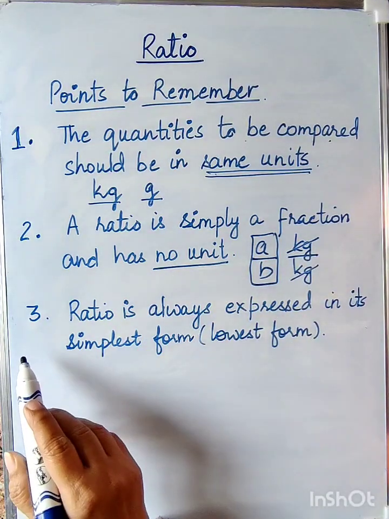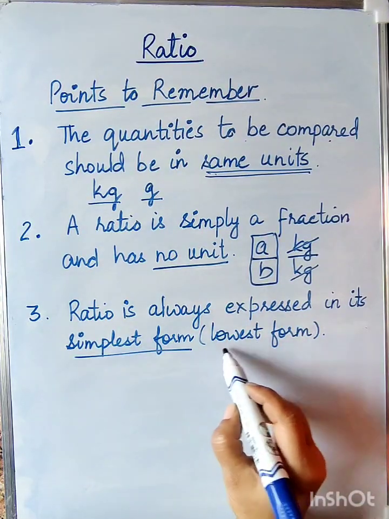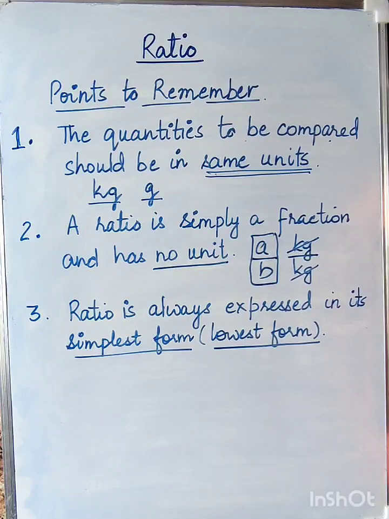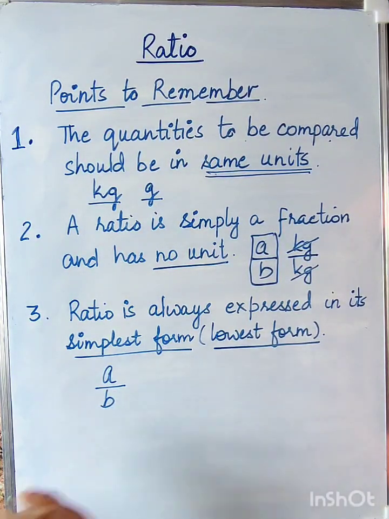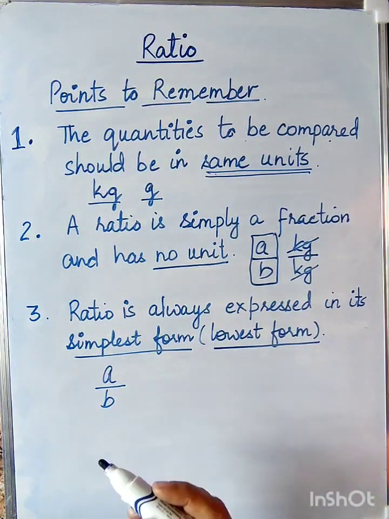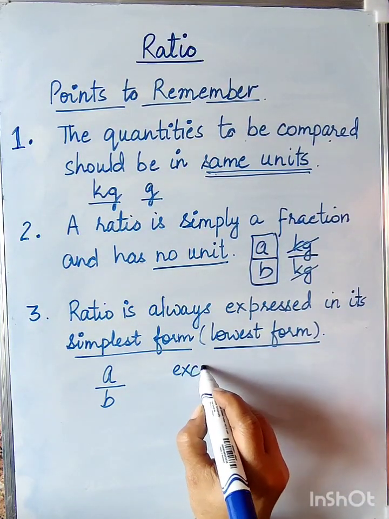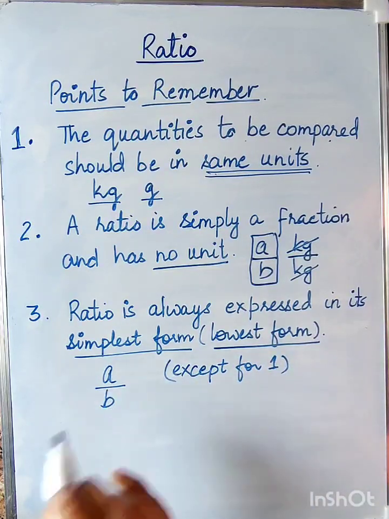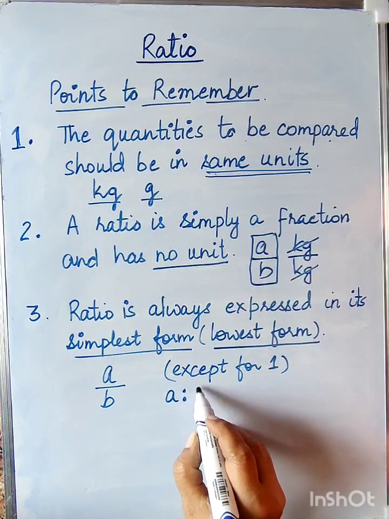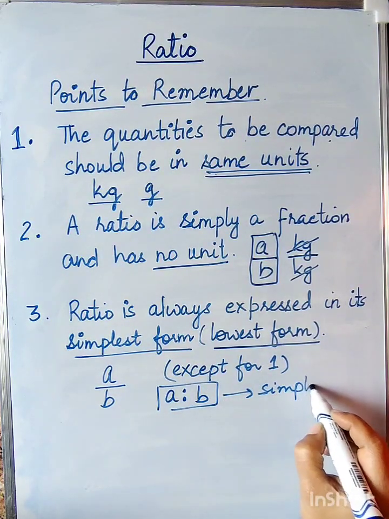Third, the ratio is always expressed in its simplest form, or you can say the lowest form. So what is the simplest form of a ratio? Now, if you are comparing two quantities just like a fraction, A and B, they are said to be in the simplest form when they have no common factors other than 1. So except for 1, if there is nothing common, then A is to B is said to be in its simplest form.